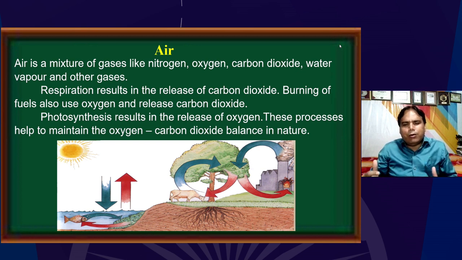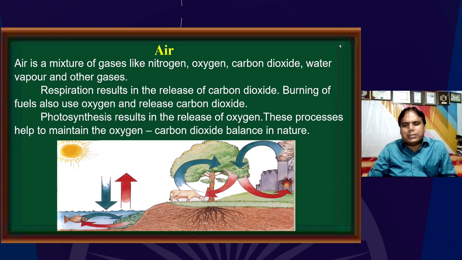Now there is another process that takes place in the presence of light. The name of the process is photosynthesis. Photo means light, so something is synthesized in the presence of light. Photosynthesis is the process which occurs in the presence of light, and it is performed by the green plant. Photosynthesis results in the release of oxygen.